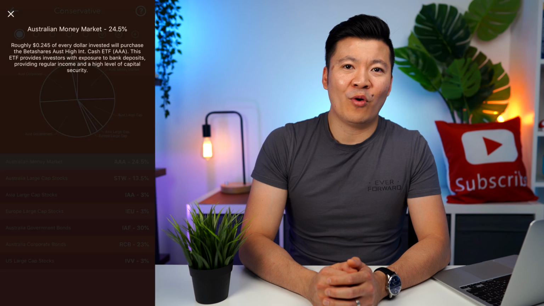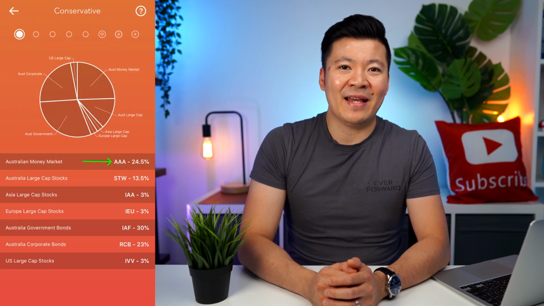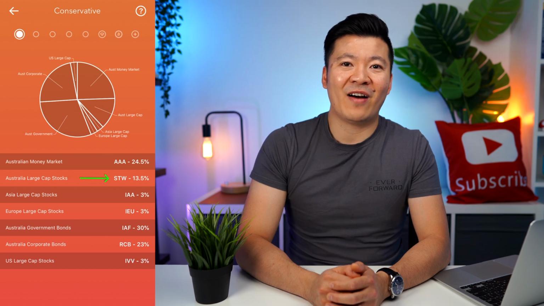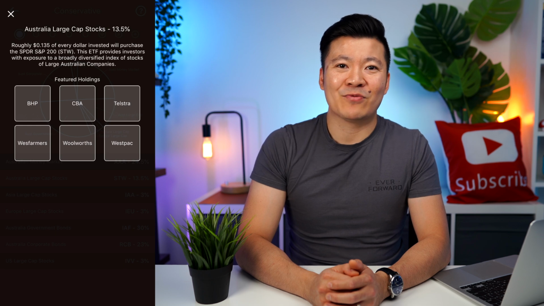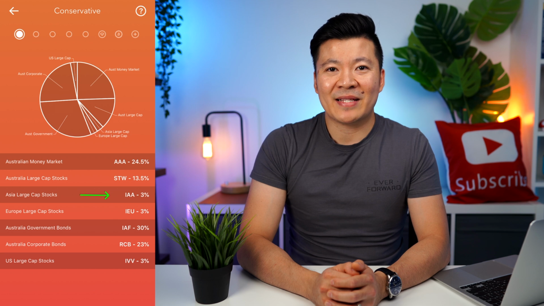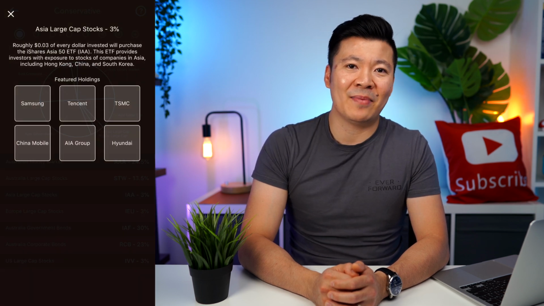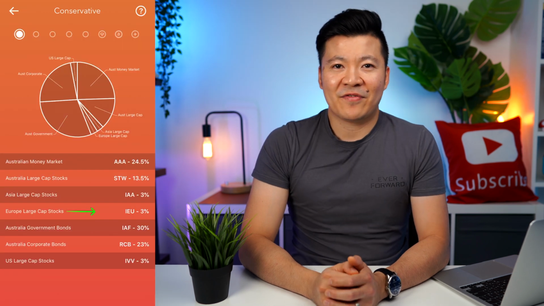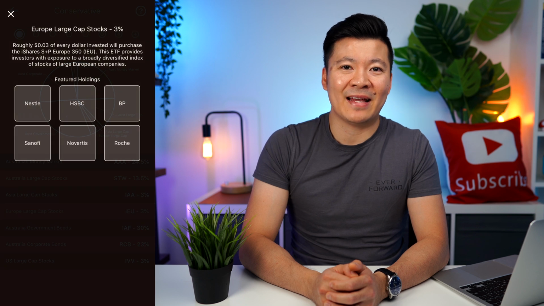So you have 24.5% in AAA, which is a cash ETF. It's the equivalent of leaving your money in a high savings account. Then you have 13.5% in STW, which is Australia's large cap stocks. And by large cap, it means well-known blue chip Aussie companies like BHP, Woolworths, and Commonwealth. Then you have 3% in IAA, which is an Asian large cap ETF, which gives you exposure to large Asian companies like Alibaba and Samsung. Then you have 3% in IEU, which is a European large cap ETF with companies like Nestle and Mercedes-Benz.